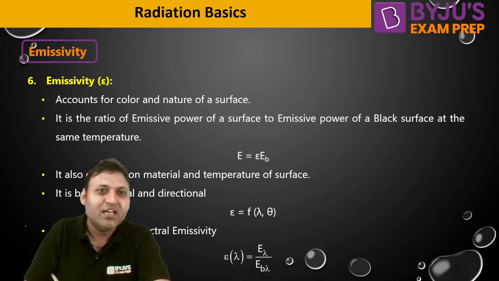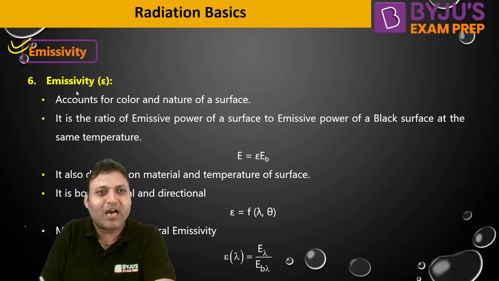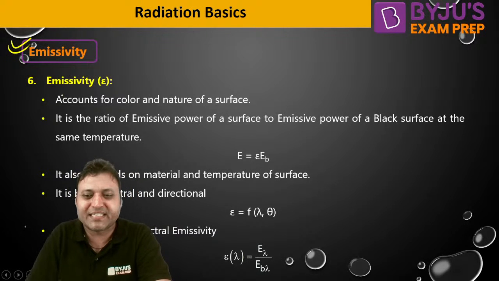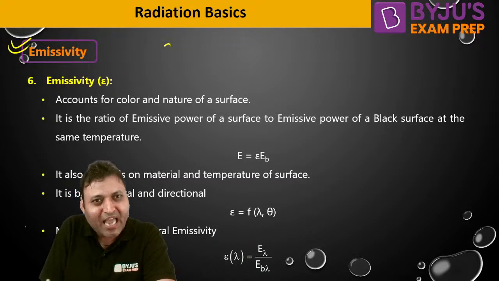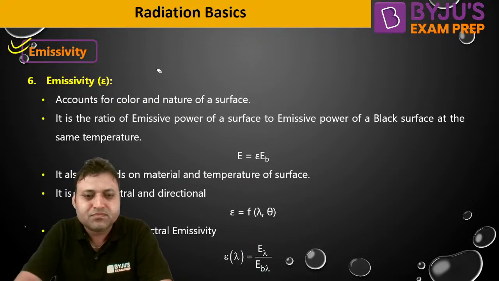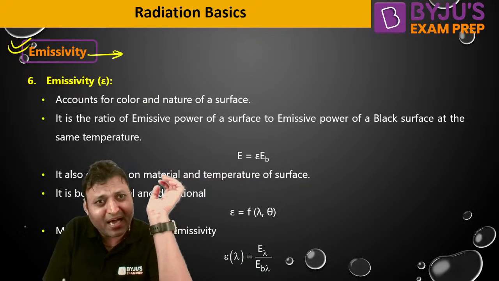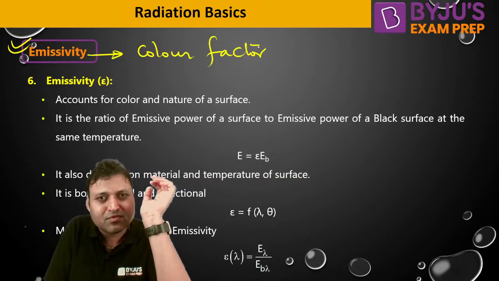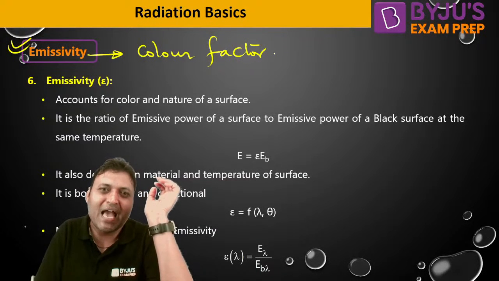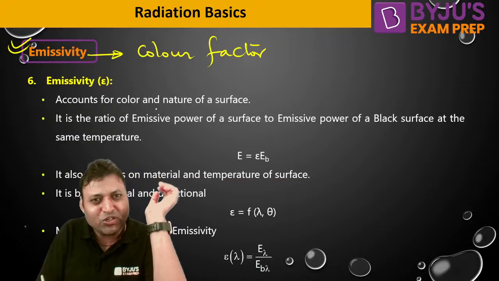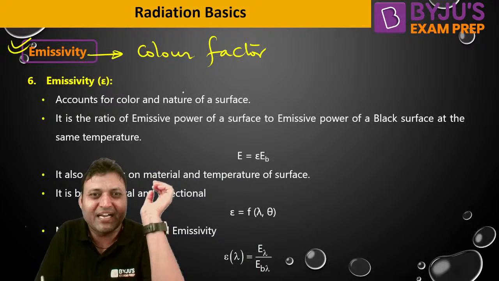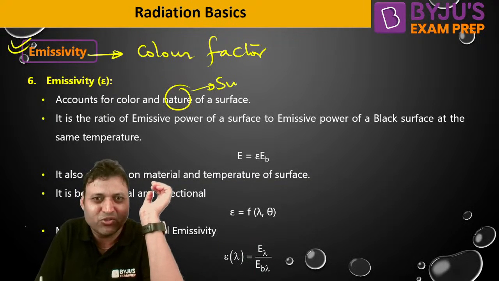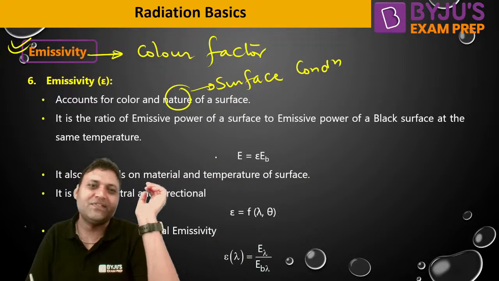And lastly, let us have a quick look at the emissivity of the surface. What is emissivity? Emissivity is also called the color factor of the surface, denoted by epsilon. So it accounts for the color and nature of the surface. Nature means surface condition. It depends on the color and the surface condition of the surface.